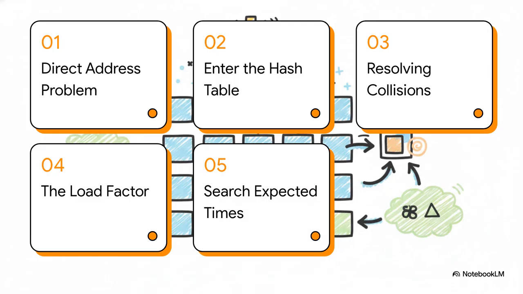So here's our roadmap for today. First, the direct address problem. Second, enter the hash table. Third, resolving collisions with chaining. Fourth, understanding the load factor. And finally, unsuccessful versus successful searches. Let's get right into it.